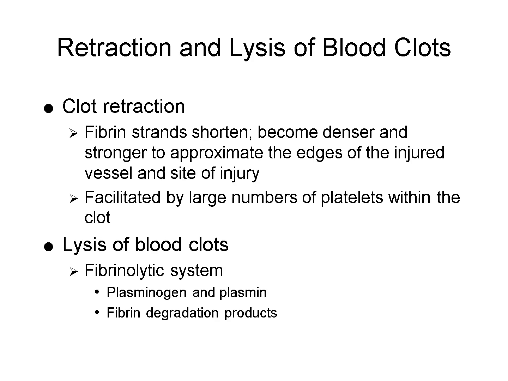After a clot forms, it undergoes retraction, during which fibrin strands shorten and pull the edges of the wound together. This process is facilitated by the platelets within the clot. Once healing has progressed, the clot must be broken down. This is achieved through the fibrinolytic system. Plasminogen is converted to plasmin, which digests fibrin and dissolves the clot. The resulting fragments, called fibrin degradation products, are cleared from the circulation.